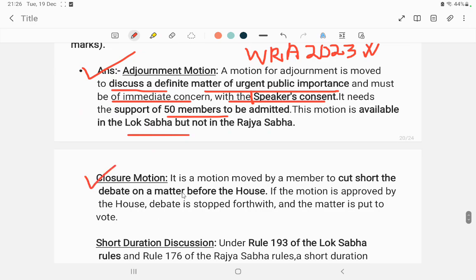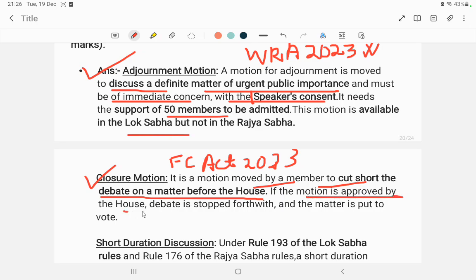Next, closure motion. For example, the Forest Conservation Act bill is very long, so the debate is to be ended. That is, they want to pass this quickly. So this is the closure motion. It is a motion passed by a member to cut short the debate on a matter before the House. If the motion is approved by the House, debate is stopped forthwith and the matter is put to vote. So it means finishing the work quickly and going to vote. So this is the closure motion.